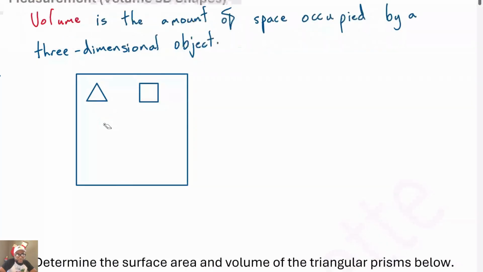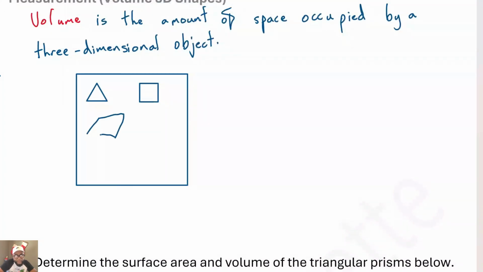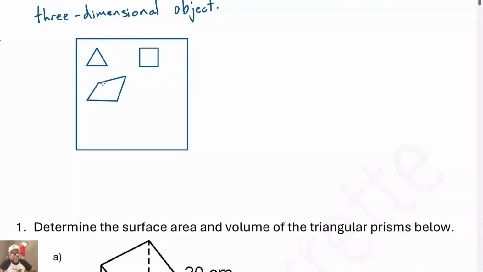I have to draw that properly. Hold on. They would have probably a parallelogram. All right, ignore that, that didn't come out good. Hold on. They have all different shapes. They'll have a parallelogram. They would have a kite. Sometimes they'll give them a hexagon. All these shapes, okay?